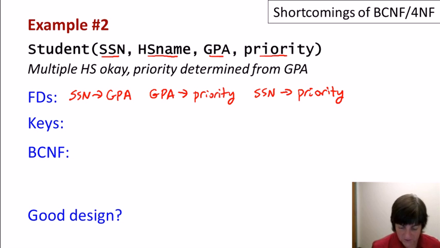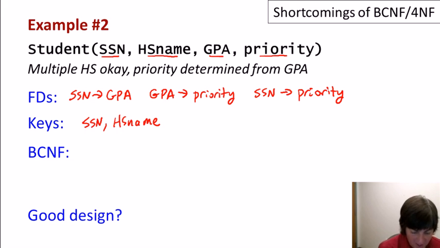The key for this relation is the combination of social security number and high school name, because students could go to multiple high schools, but once we have the social security number, we do functionally determine, through these functional dependencies, the remaining attributes, the priority and the GPA. So is this relation in BCNF? No, it's clearly not. And in fact, all three of our functional dependencies violate BCNF.